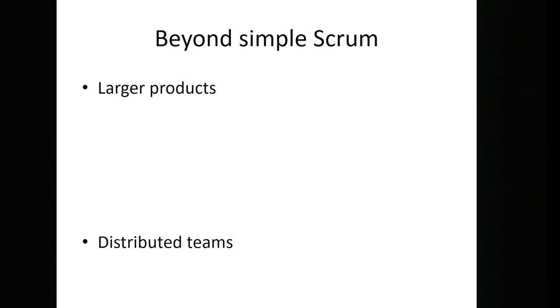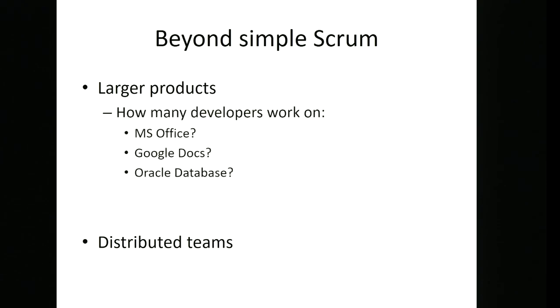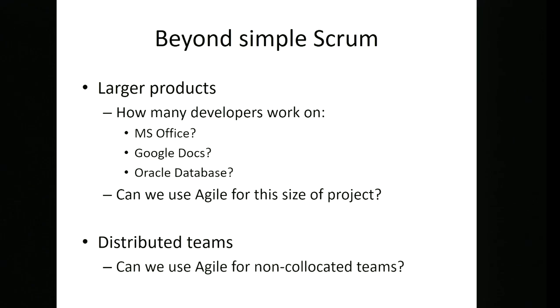What are we talking about when we talk about larger projects? Well, for instance, how many developers, I don't know the answer to these questions by the way, work on things like Office or Google Docs or Oracle Database, and large numbers, thousands, I would imagine, for all of those products. Can we use Agile for this size of project? And say with a distributed team, can we use Agile for non-co-located teams? So those are the sorts of things we'll be talking about today.